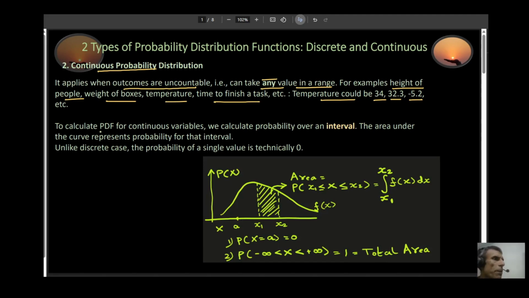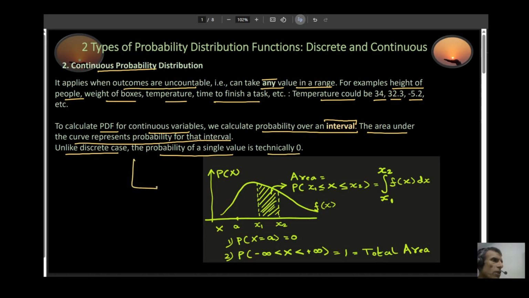Now, to calculate your PDF for your continuous variable, we calculate probability over an interval. This is important to understand: you calculate probability over an interval. The area under the curve tells you the probability for that particular interval. Also, unlike your discrete case, the probability for a single value here is zero.